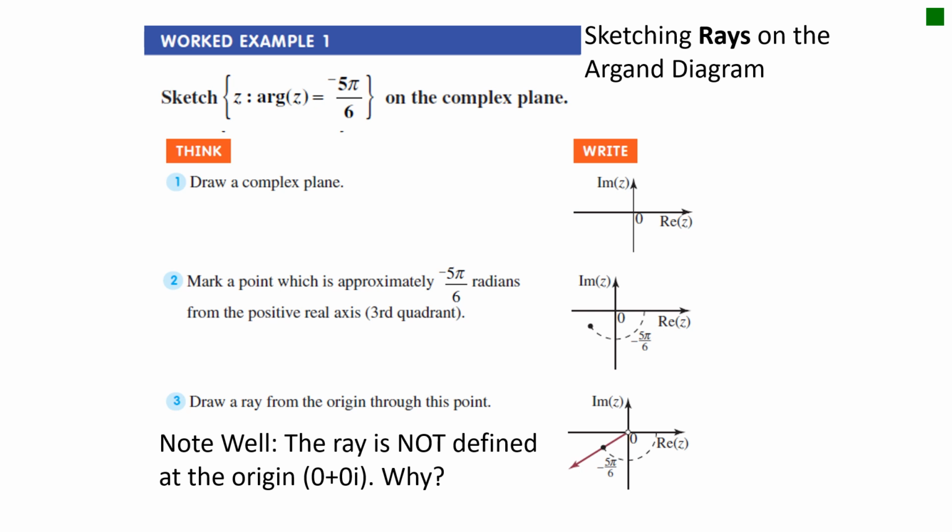If you've realized that the complex number 0 plus 0i, the zero complex number, has no argument at all, it doesn't make sense to include the point 0 plus 0i, or the origin, because it's not a complex number that meets the condition. In other words, it's not a complex number with an argument equal to minus 5 pi on 6.